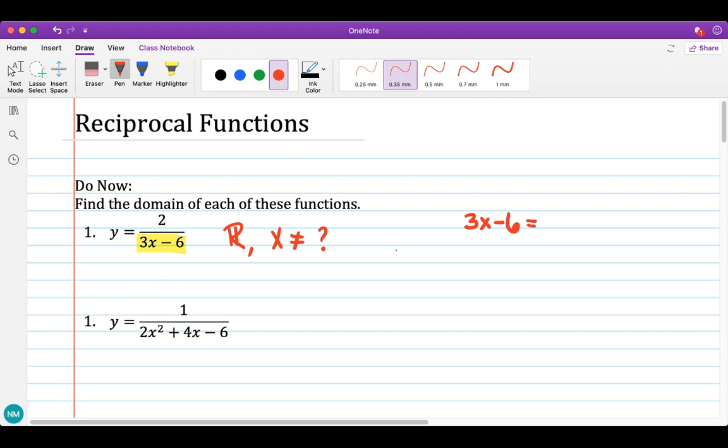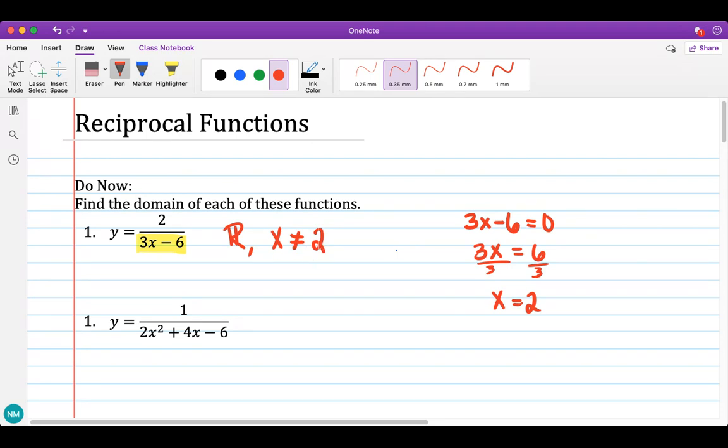I'm going to set equal to 0, so I find out what values of x make my denominator equal to 0. And so I get 3x equals, I add 6, I divide by 3, and I get x equals 2. So my domain is going to be all real numbers, but x cannot equal 2.